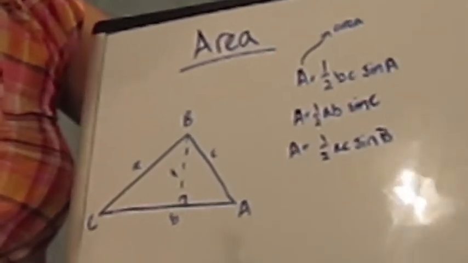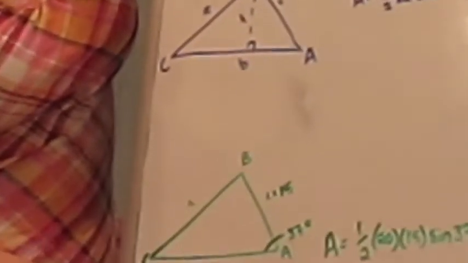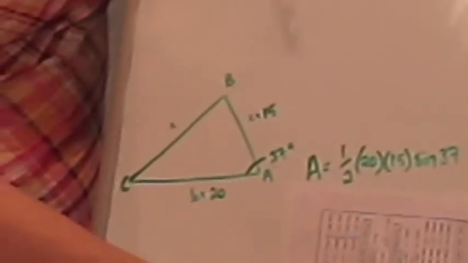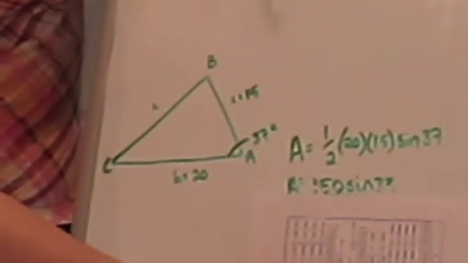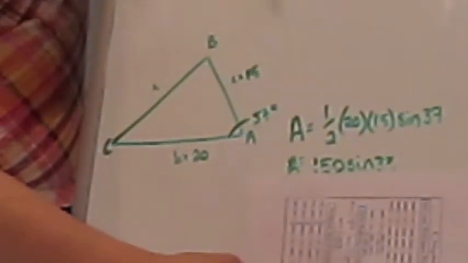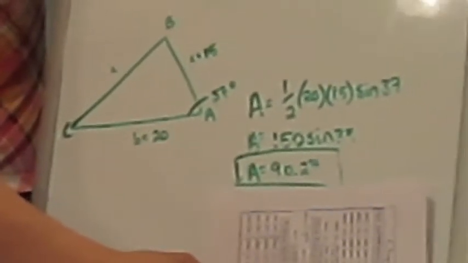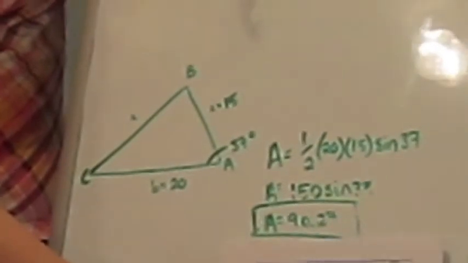Let's look at this example. We have two sides and an angle, so we set up the problem like this. Area equals 1/2 of 20 times 15 times sine of 37, which simplifies to area equals 150 sine 37. And the answer is area equals about 90.27.